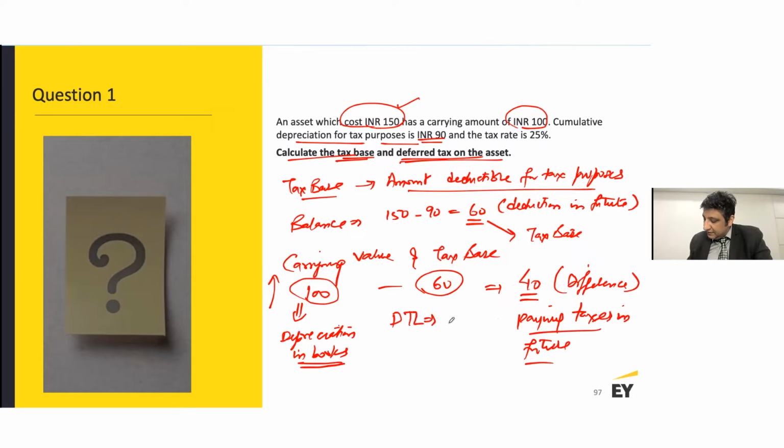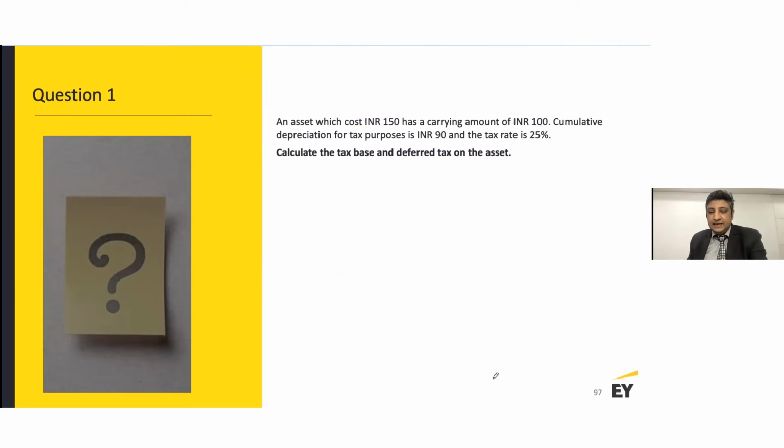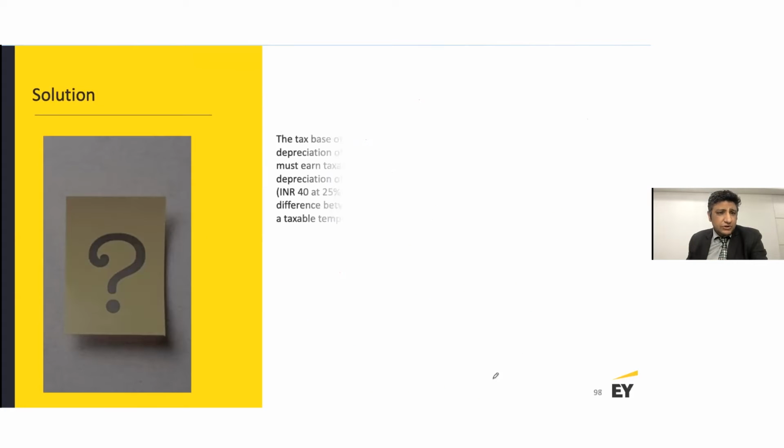You end up paying taxes in future, and that is where you would need to calculate a deferred tax liability. How do we calculate that? This difference, which is referred to as a temporary difference, we shall be calculating the temporary difference multiplied by the tax rate, and that is provided to us at 25%. It means that my deferred tax liability should be measured at 10. All right, let's have a look at the formal solution for this question.